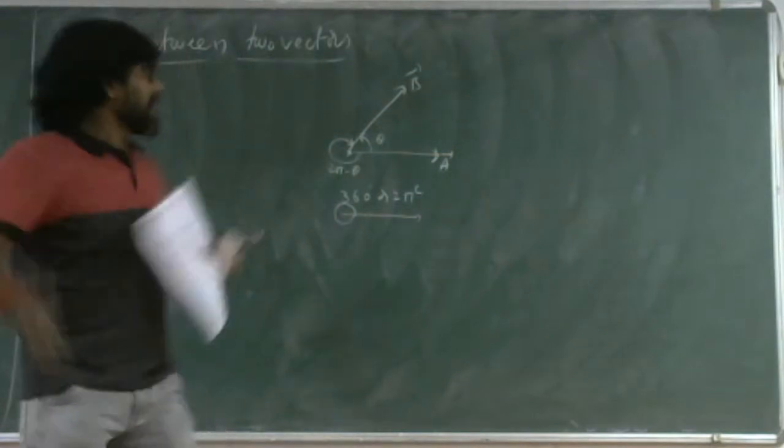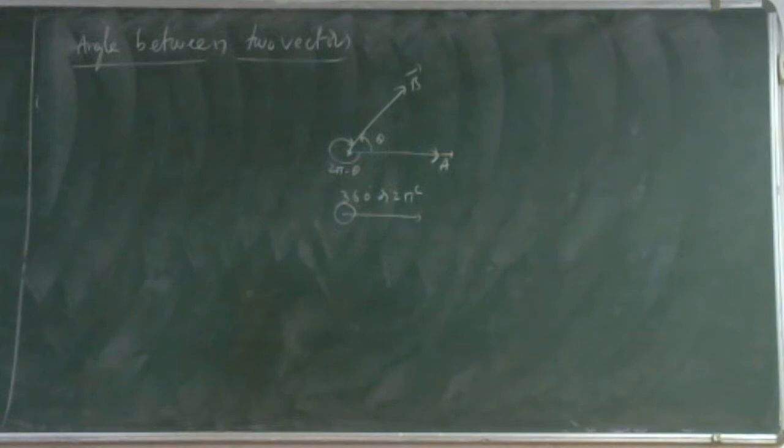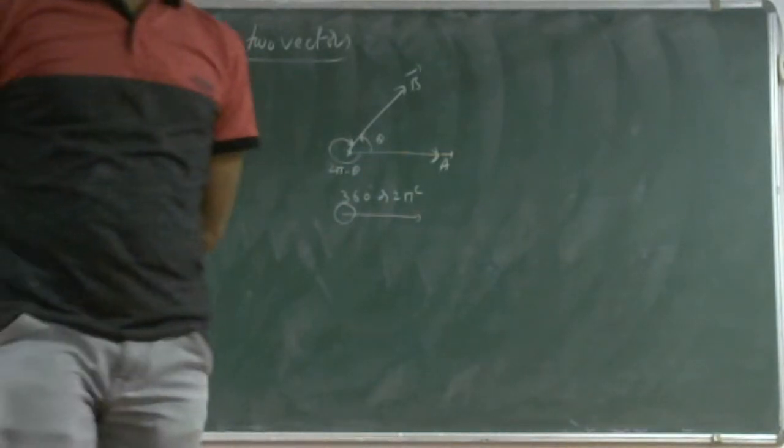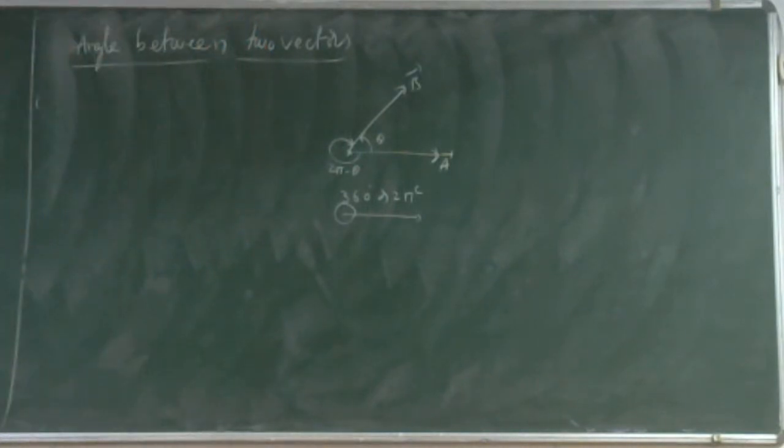So try to write it in definition form. Angle between two vectors: the smaller of the two angles between the two vectors when they are arranged with the tails at the same point.